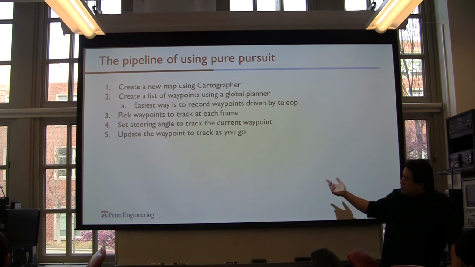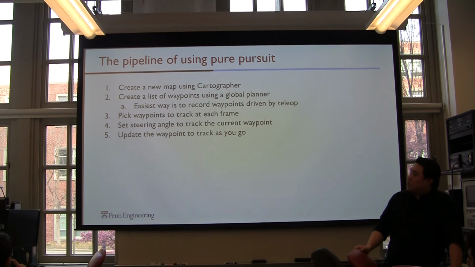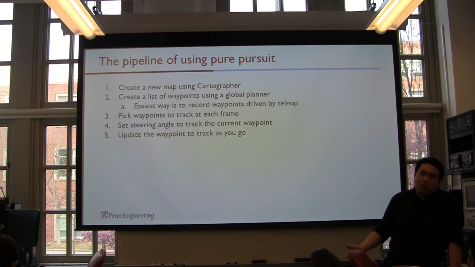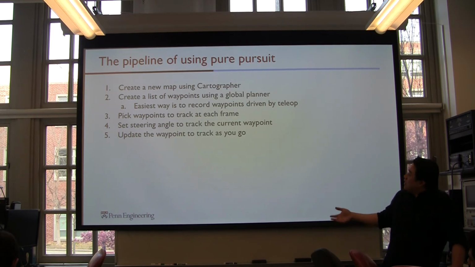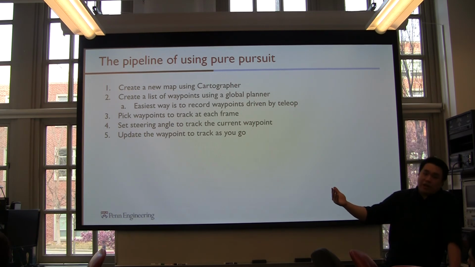And then you're going to spin up your particle filter node. You're going to spin up your teleop node. You're going to localize in the map, and once you're able to localize, you can subscribe to the pose topic and do the updating scheme that we've discussed. You're going to pick a new current waypoint every time you get a new pose, send out a steering angle, update the pose, and repeat.